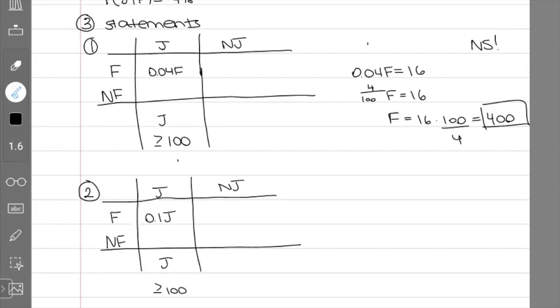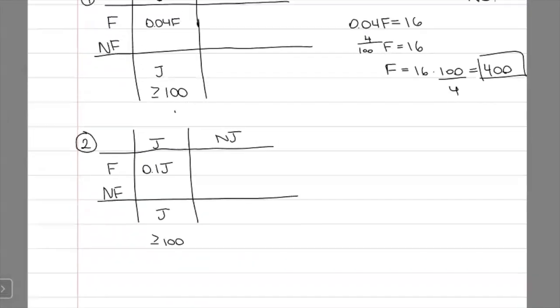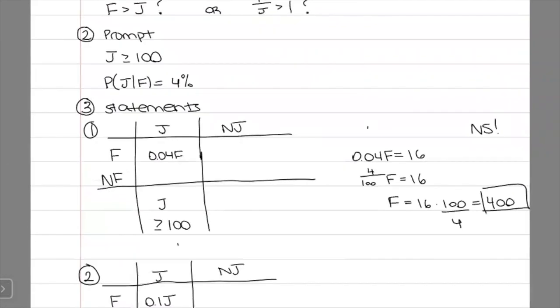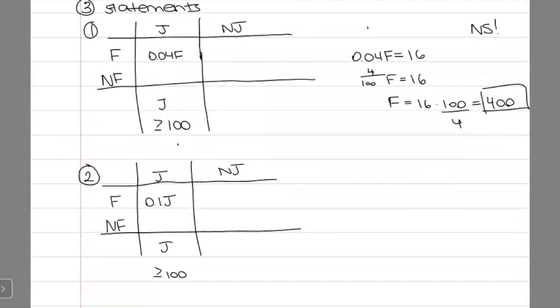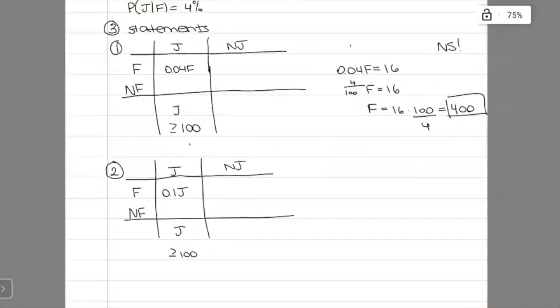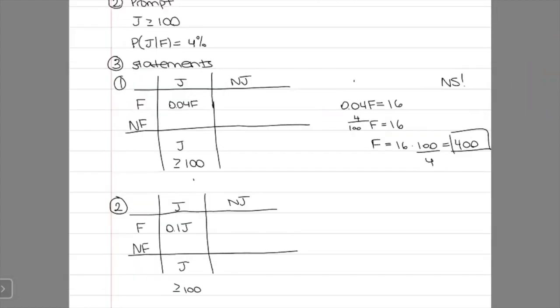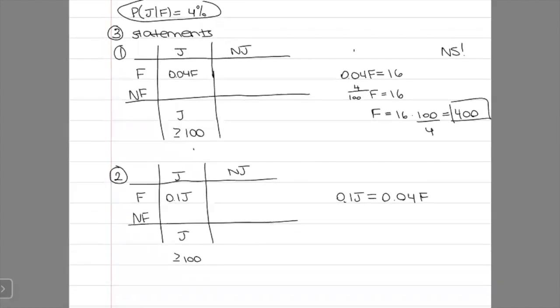We could just say though that if 0.1 J, oh no, we don't know what that's equal to actually. Well, we do know that if this is 0.1 J, and this one was 0.04 F, then we can say that 0.1 J is equal to 0.04 F. And actually now we have a relationship between J and F. So you don't have to go any further. You could already get a ratio of J to F.